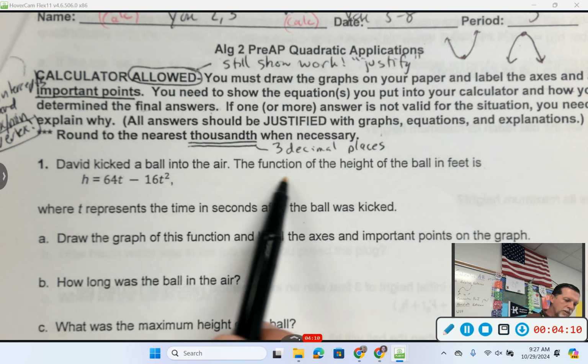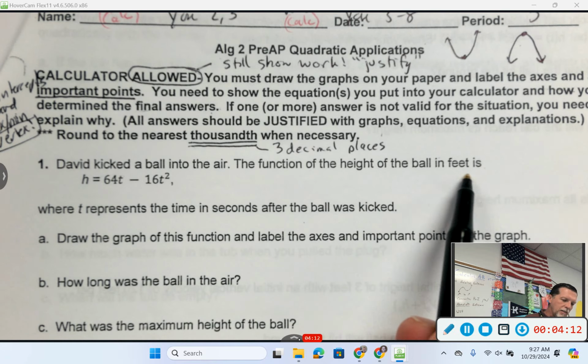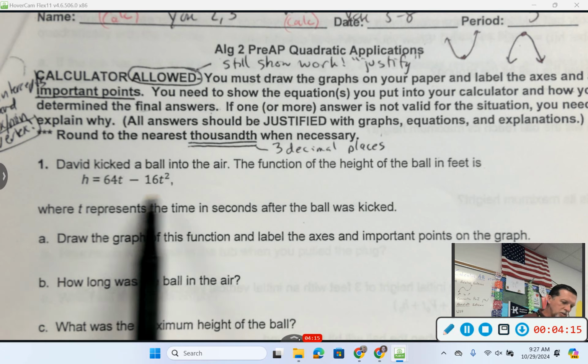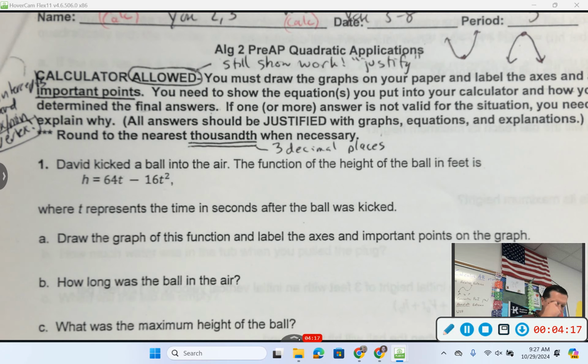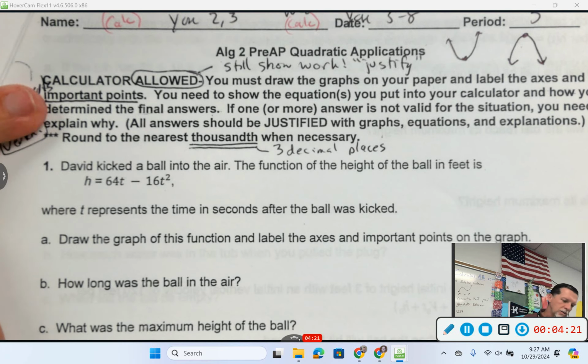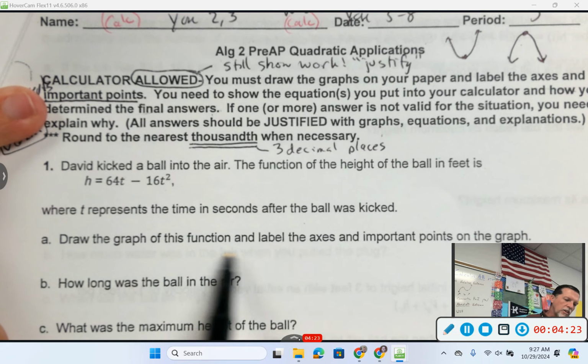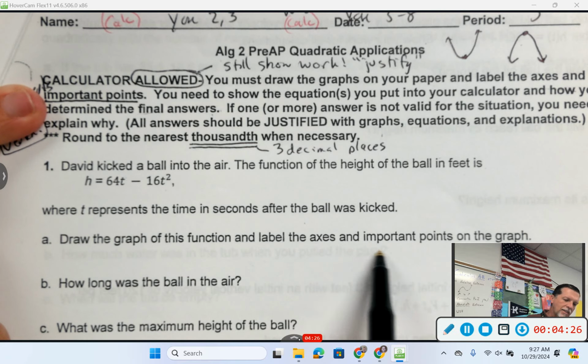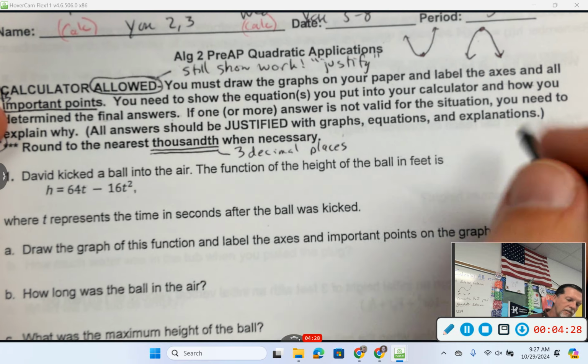Alright, David kicked the ball into the air. The function of the height of the ball is h equals 64t minus 16t squared, where t represents the time in seconds after the ball was kicked. Draw the graph of this function, label the axes and important points on the graph.